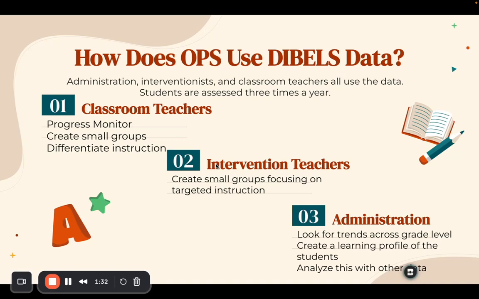How does OPS use DIBELS data? Well, our administration, interventionists, and classroom teachers all use the data. Students are assessed 3 times a year, beginning, middle, and end of the year. The classroom teachers progress monitor students and create small groups. Then they differentiate instruction within those groups.